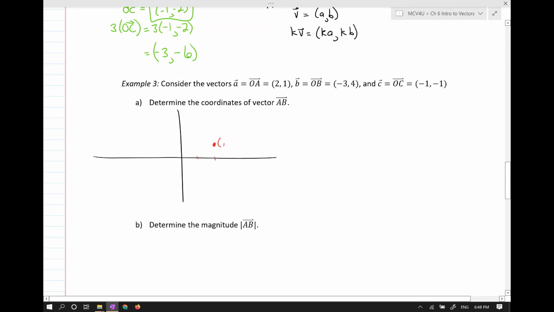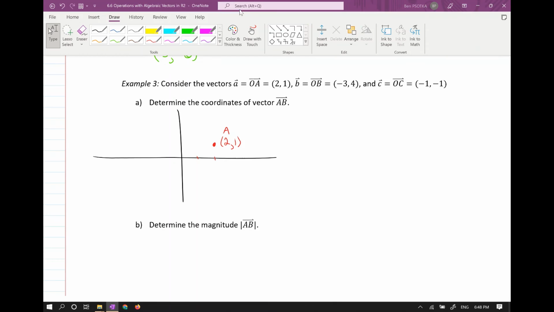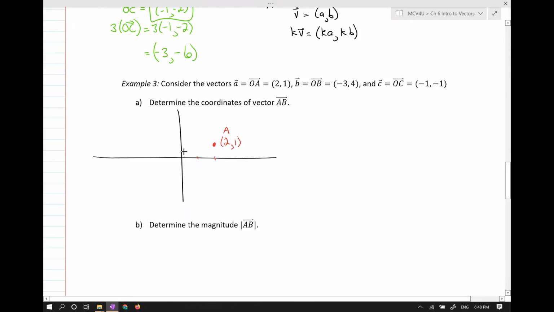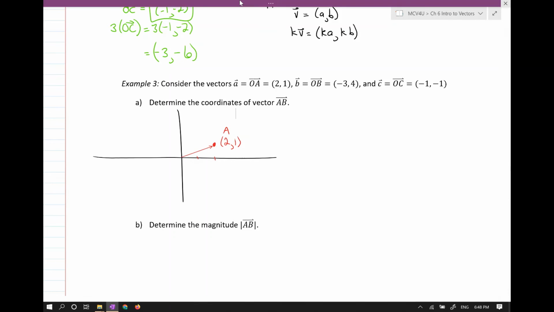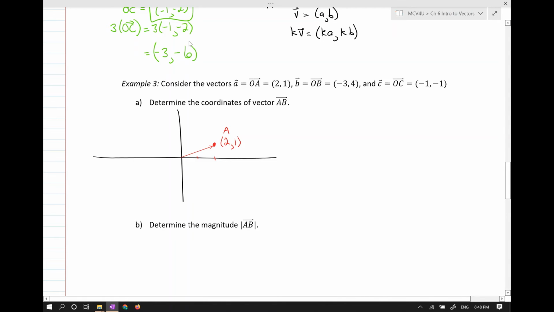Fantastic. A is right here, given with the coordinates 2, 1. I'll label that with a nice A. So vector A, don't forget, comes from the origin and reaches out to that point. Nice and easy. All right, well then, let's take a look at point B.